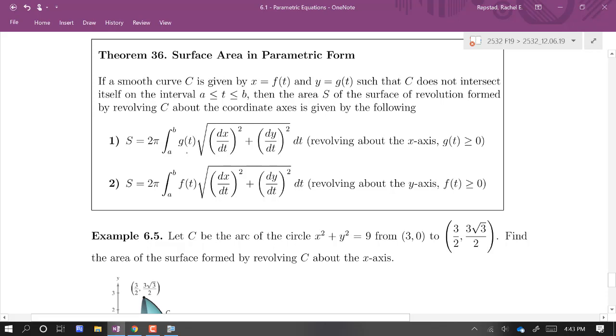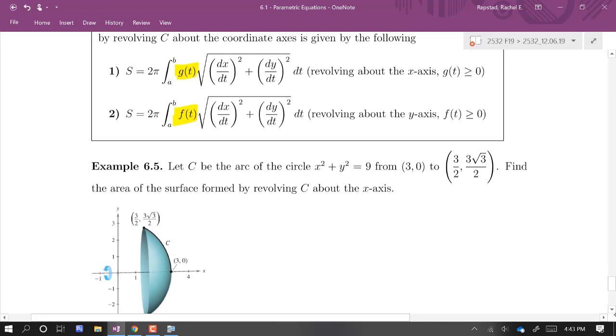So it still involves that same radical, right? The square root of the sum of those squares of the t derivatives. And then each of these factors in front is just a radius. So when we say revolving about the x-axis, if y is equal to g of t, then that is a radius. That's a distance from the axis, because that's a vertical distance. And if we're revolving about the y-axis, then f of t is the x-coordinate, and that is the distance from the y-axis. And of course, just like in chapter 3, we've got that factor of 2 pi out in front. So let's do one more.